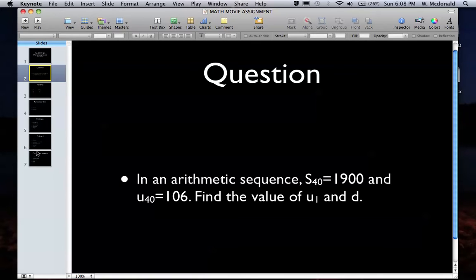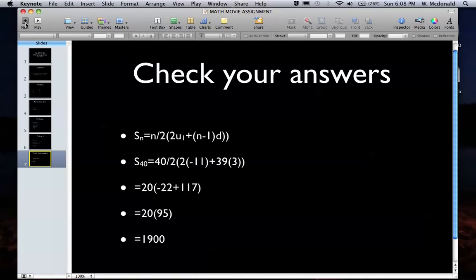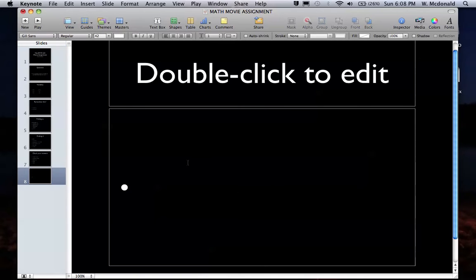So, in conclusion, we can use all these formulas to find out that U1 equals -11 and D is 3.